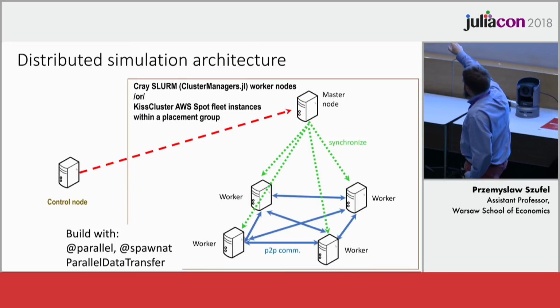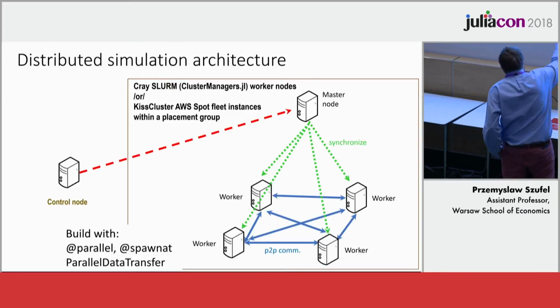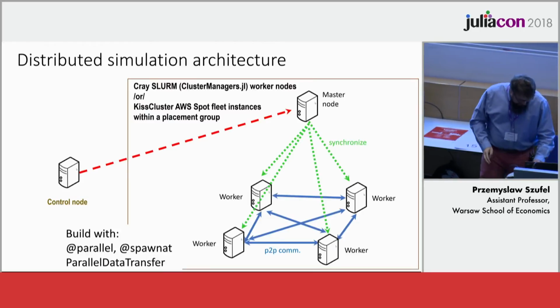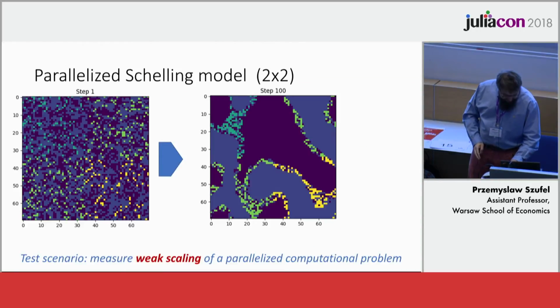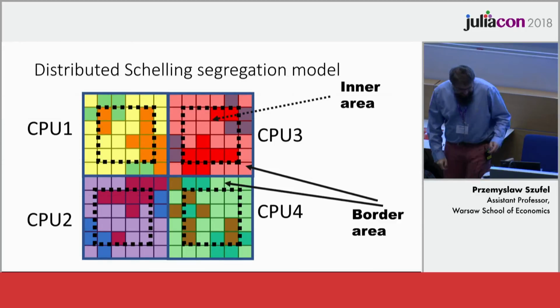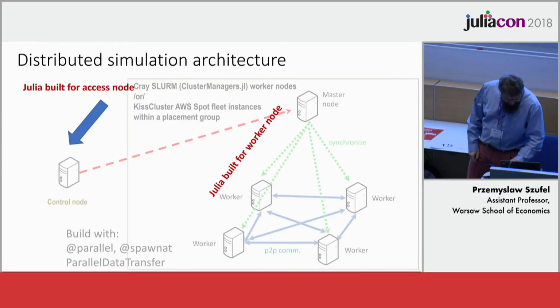And now the design was like this. I used to have a control node and a master node and a bunch of worker nodes that were communicating peer-to-peer. They needed to communicate peer-to-peer to exchange this border information. So each node was looking, hey, to which neighbors am I supposed to send this information about my border? And then they have been doing it.